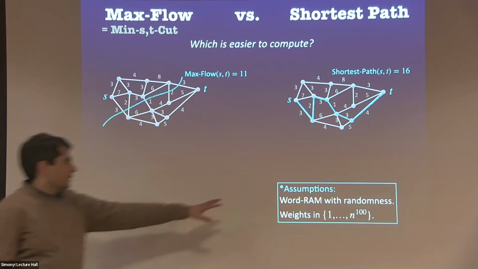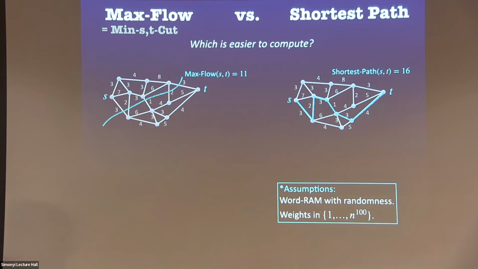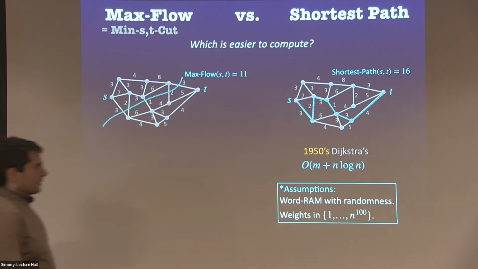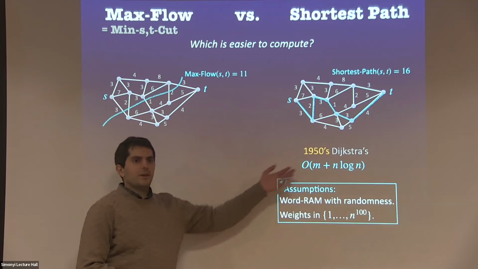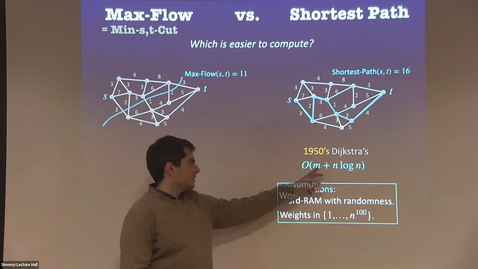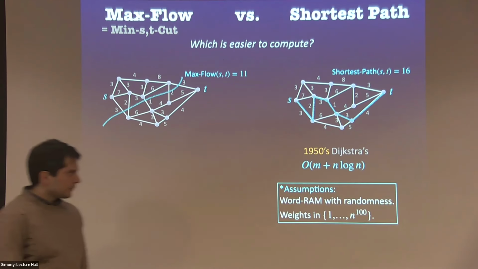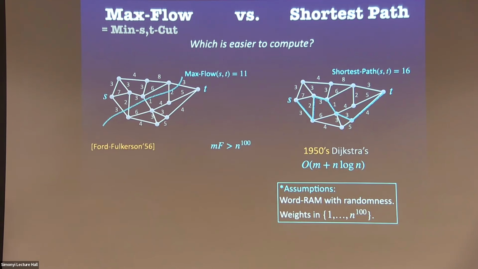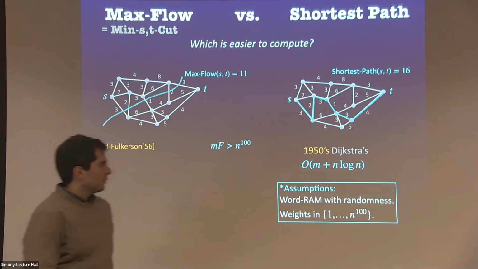And I'll be talking in the standard model of computation. Weights are integers and so on. So for shortest path, we have Dijkstra's algorithm. It's very classical. It's a very simple algorithm, and it solves it very fast. If m is the number of edges and n is the number of nodes, it's essentially linear time. And so that's kind of easy and simple.